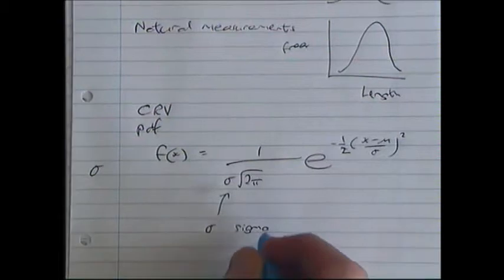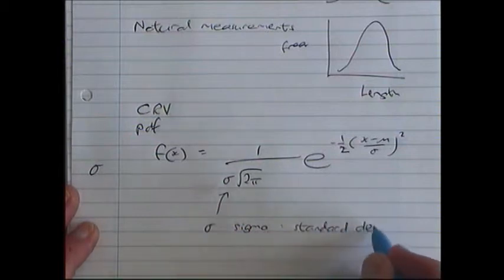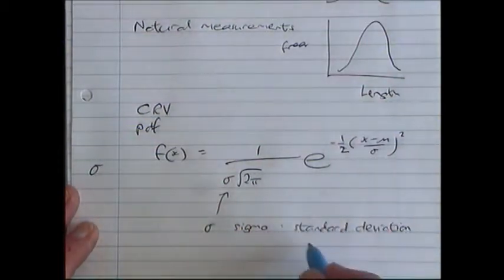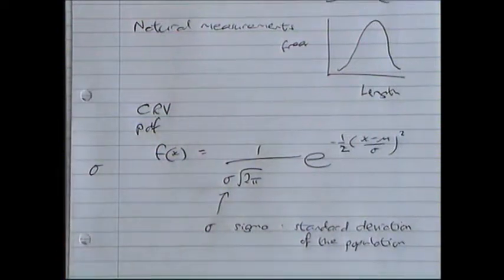As somebody said earlier, that stands for the standard deviation, and I'm actually going to put in, of the population. So if I was talking about leaves on the tree, that sigma would be the standard deviation of all the leaves on the tree. How would you find that out? You'd have to measure every single leaf on the tree. We'll get around that problem later on. No, we won't do that in the lesson because it would take the rest of the year.